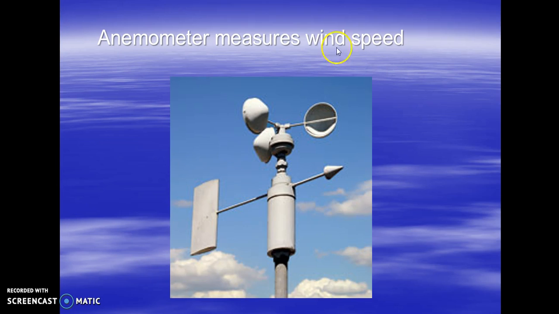And this right here is an anemometer. This right here spins around. It'll give us a wind speed. So an anemometer measures wind speed. Go ahead and write it.